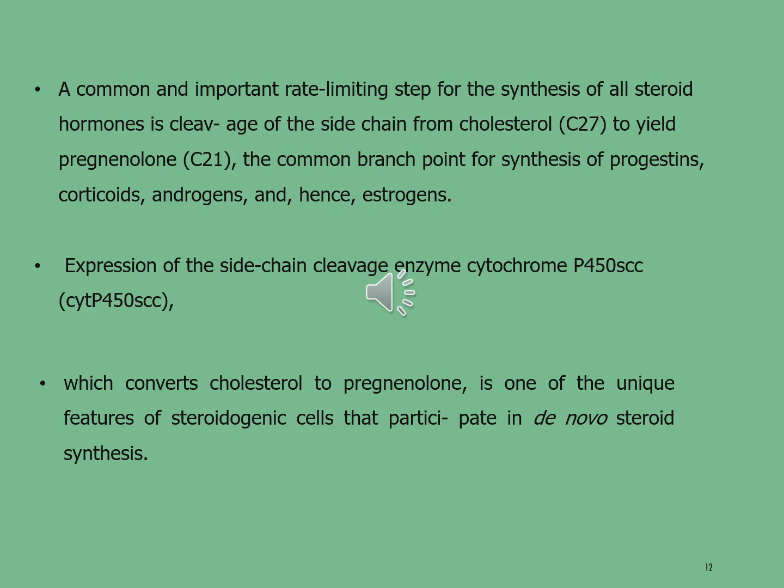The side chain cleavage enzyme, that is the cytochrome used for the cleavage of the side chain of cholesterol, is P450 SCC, also expressed as CYP P450 SCC, which converts cholesterol to pregnenolone. Its expression is one of the unique features of steroidogenic cells that participate in de novo steroid synthesis.